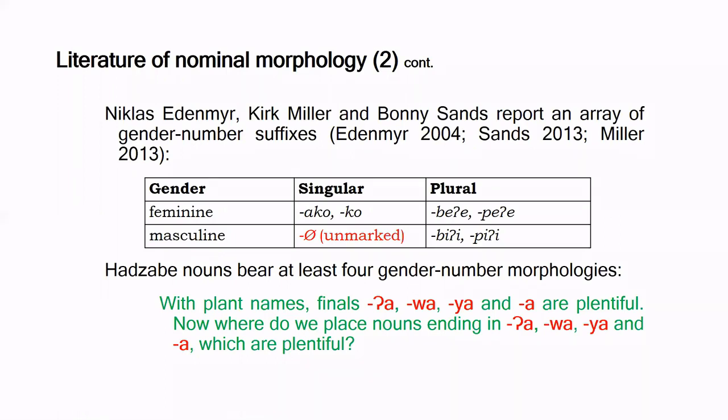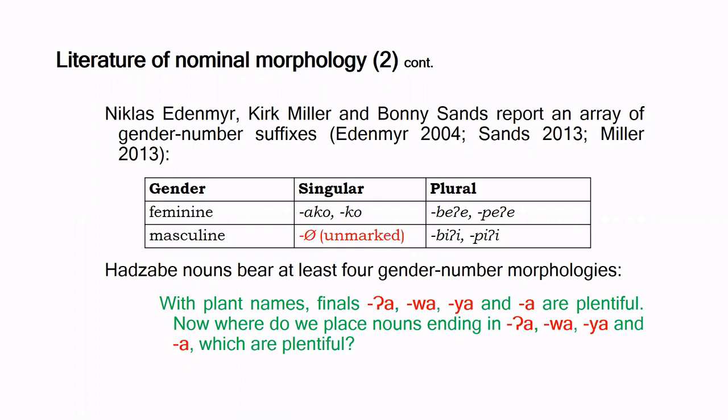When I look at the names, perhaps names of plants, I realize that most of the names end in some form of finals, which are not treated typically as suffixes, but most of the nouns end in either wa or ya or a. And while we are suggesting that the masculine singular is unmarked, we have to think of how many nouns come into the unmarked singular masculine gender.